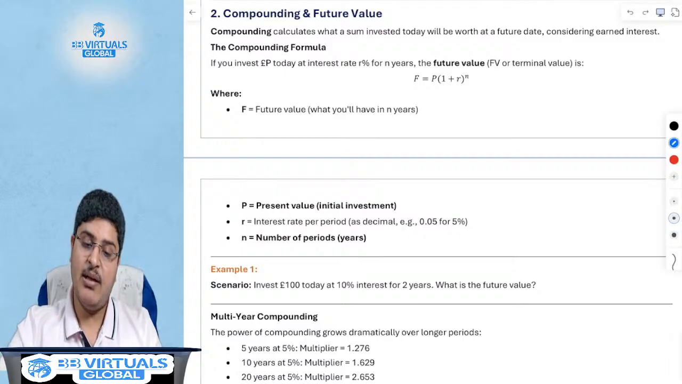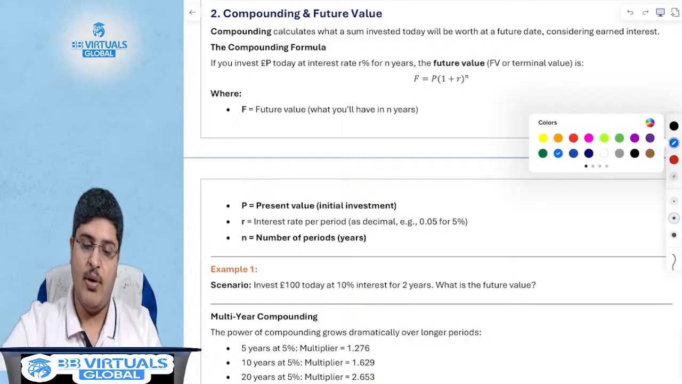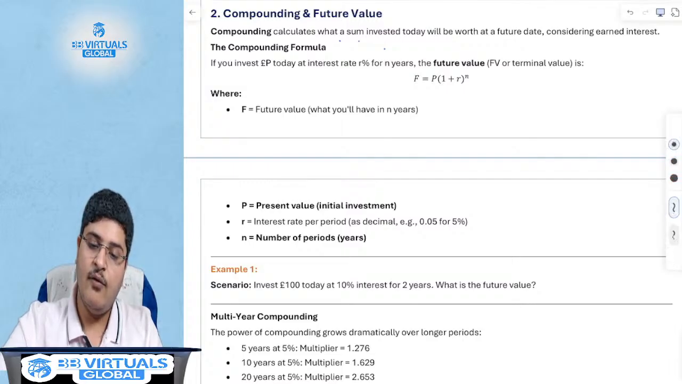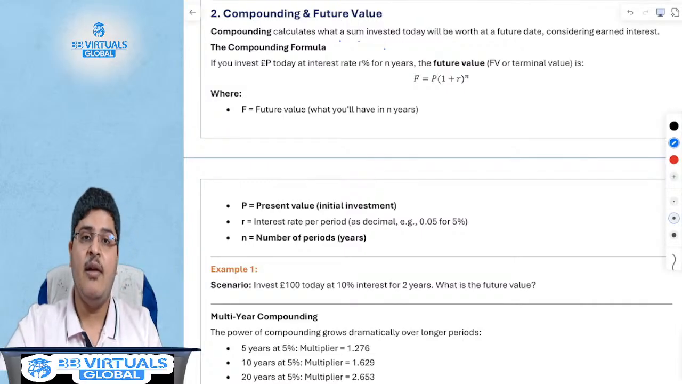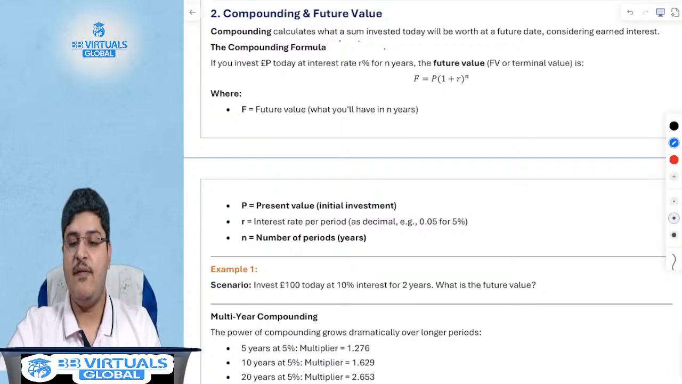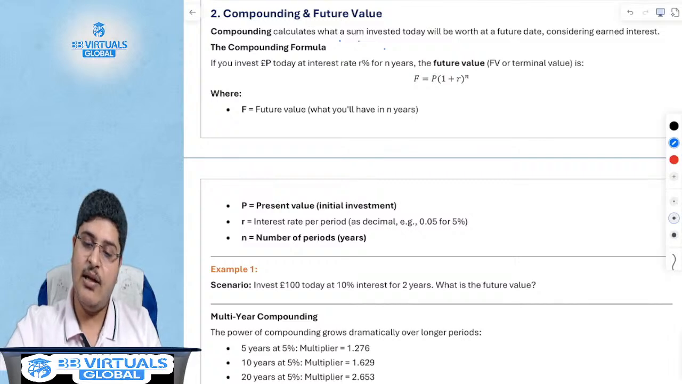This is nothing but the concept of compounding. Compounding calculates what the sum invested today will be worth at a future date, considering the interest that you would have earned.